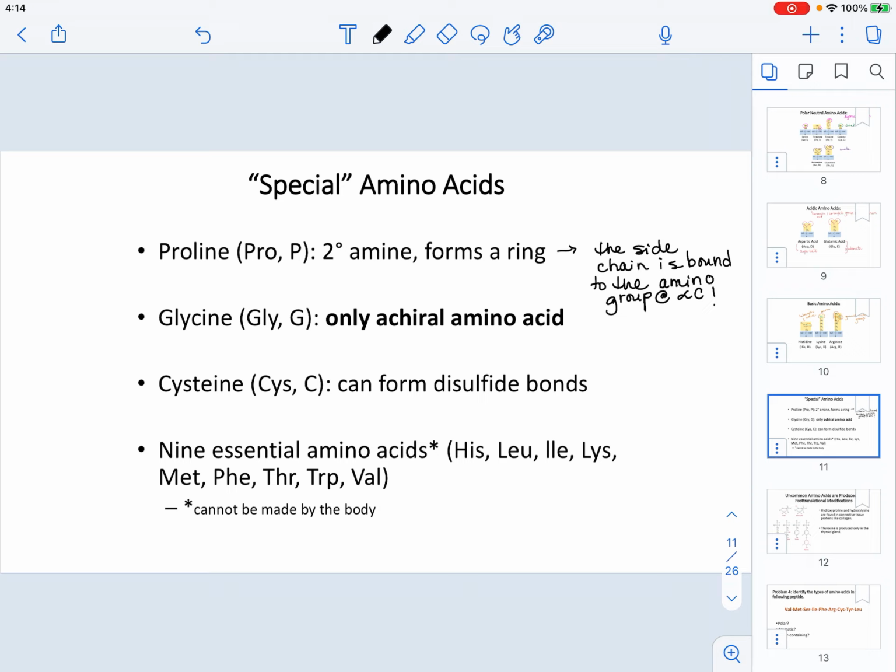And understand that amino acids are important to be obtained through the diet, but there are a number of amino acids that cannot be synthesized in the body, so we must obtain them from our diet. So those are known as essential amino acids. They include histidine, leucine, isoleucine, lysine, methionine, phenylalanine, threonine, tryptophan, and valine.